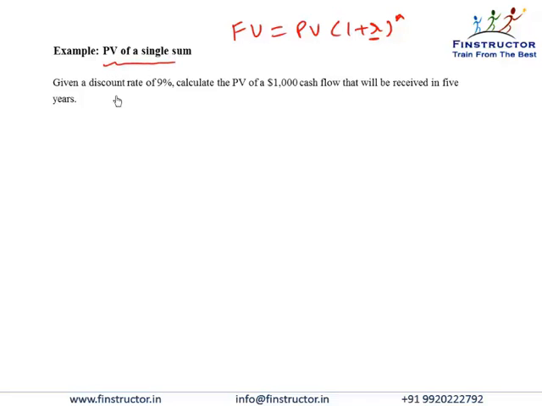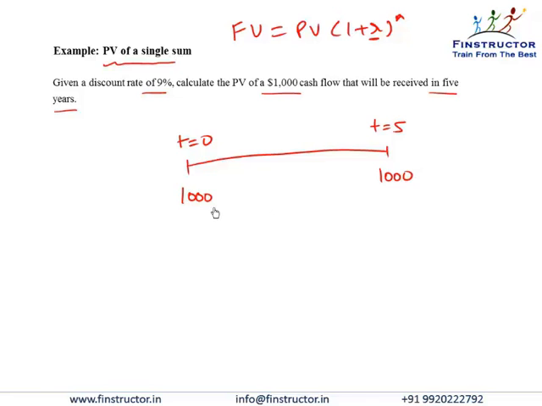So, given a discount rate of 9%, calculate the present value of a $1,000 cash flow that will be received 5 years later. So, at t equal to 5, somebody is willing to give me $1,000. How much is he effectively giving me today, or what is the value of the $1,000 today, also called the present value? So if somebody gave me $1,000 today, how much would it be worth at the end of 5 years?